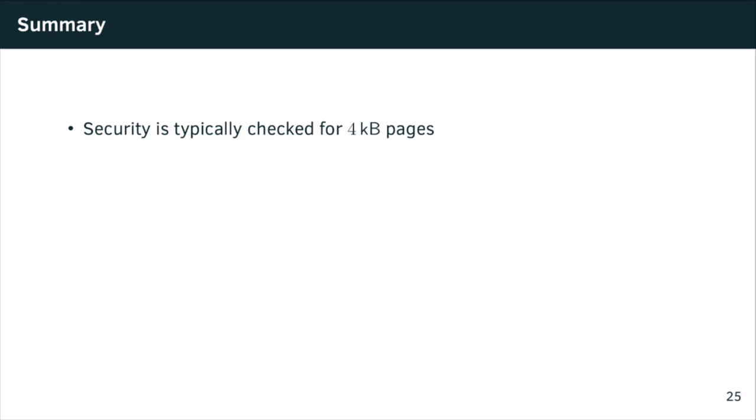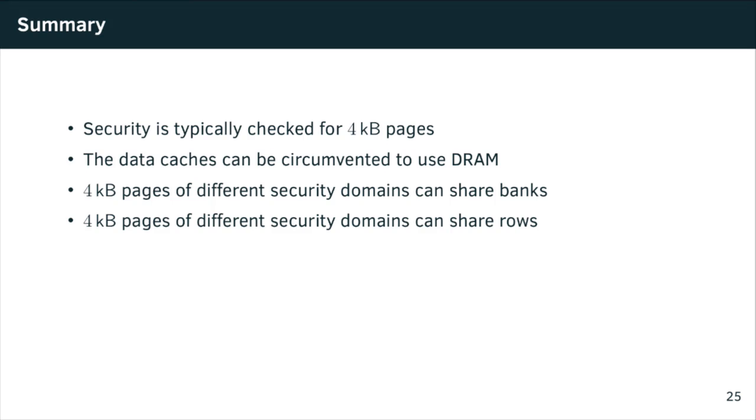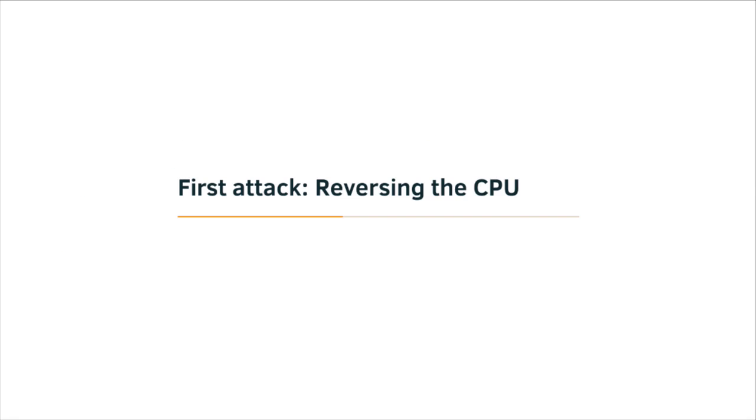So we can just summarize everything up to here. Security is typically checked for 4 kilobyte pages. We can bypass the data caches to read from DRAM. Pages of different security domains can share banks. Pages of different security domains can share rows. And through timing, we can establish row hits and misses across security boundaries. And the total result is DRAM leaks information.